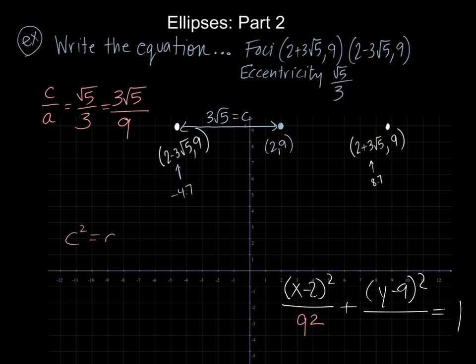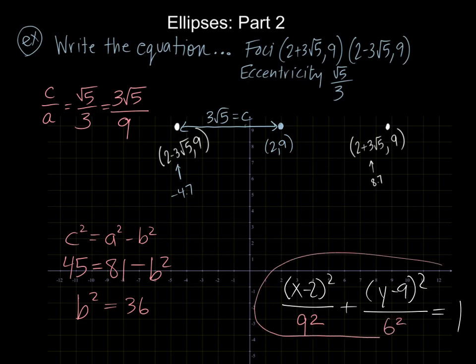C squared equals a squared minus b squared. So c squared is 3 times the square root of 5 squared, which is 9 times 5, which is 45. A squared is 81, which leaves b squared as 36. If I subtract, I'm going to move my b squared to the left. I'm going to do 81 minus 45 and get 36. So either b is 6 or b squared is 36. So I'm going to write it as 6 squared, and here's the equation.